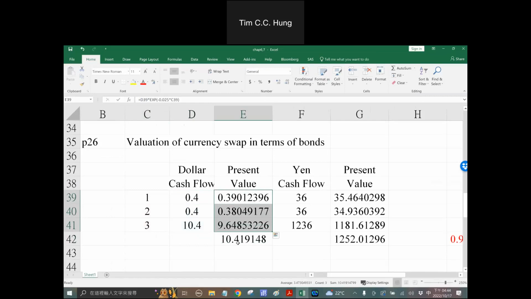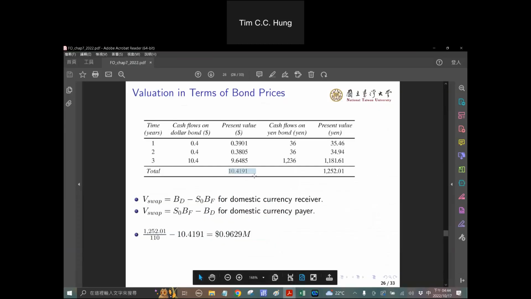If we sum up the 3 numbers, all the US dollar payments in the following periods collectively have a net present value of $10.4191 million today. That's what you see over here.